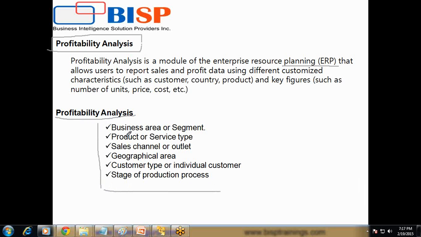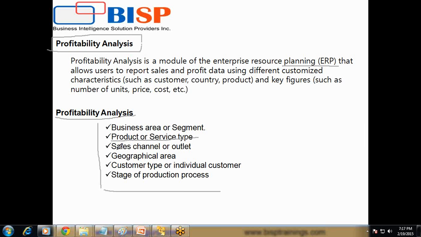Business may like to see what the different profitable businesses, profitable products or services are. What business segments are profitable to me? For example, I'm a manufacturing company and I manufacture multiple products and provide multiple services. I've got different business segments, but which business segment is more profitable as compared to another?